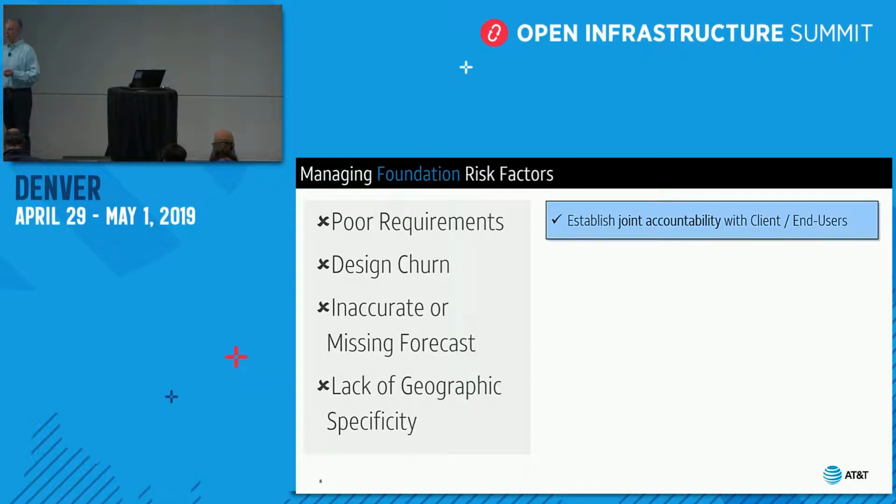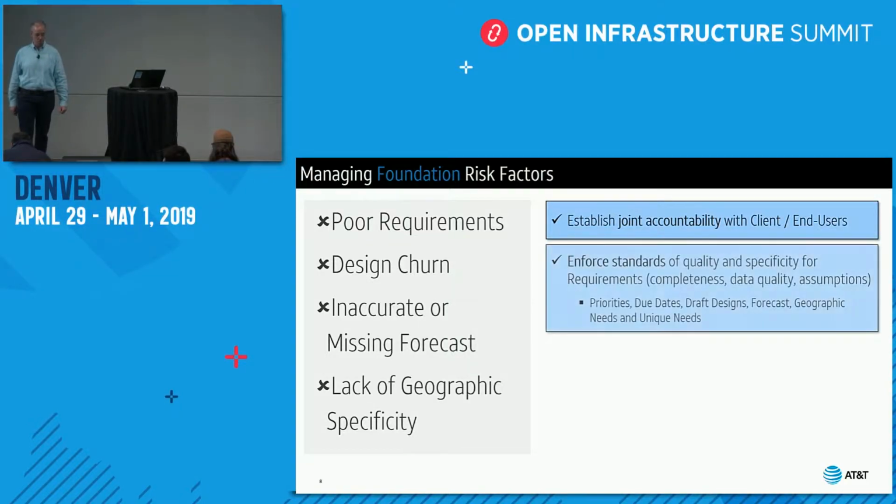None of us has every single answer. Sometimes we may feel like we do, but the reality is that we don't. And so that joint accountability is really important for them to help make sure that they're giving you the information you need so that you can deliver to them what they need.